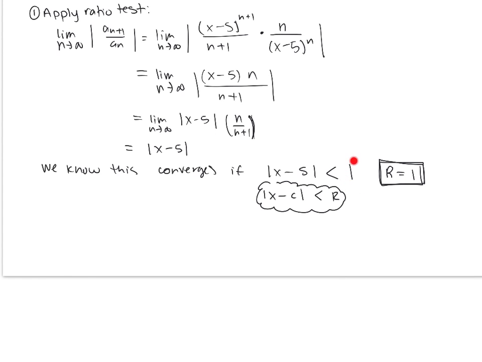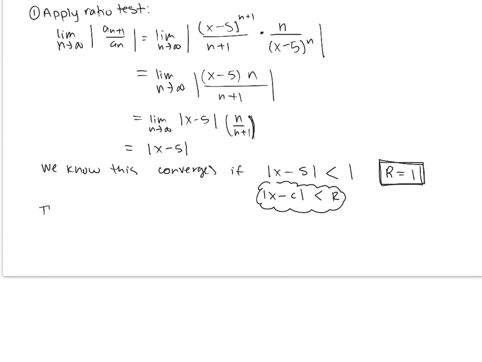This is 1 because of the ratio test, right? Yes, okay. Got it. And then it's of this form, x minus a number less than some other number. Therefore, that number is your R. So how do you find the actual range? Oh, great question. How do you find the actual range?